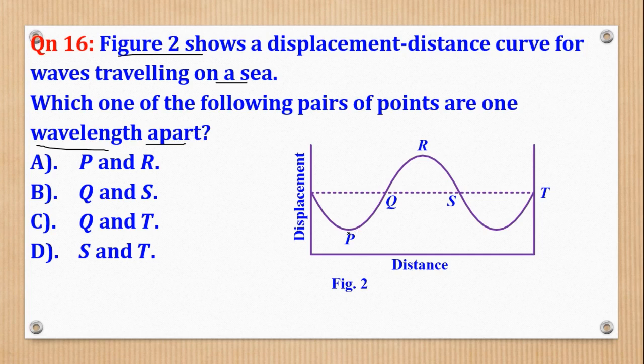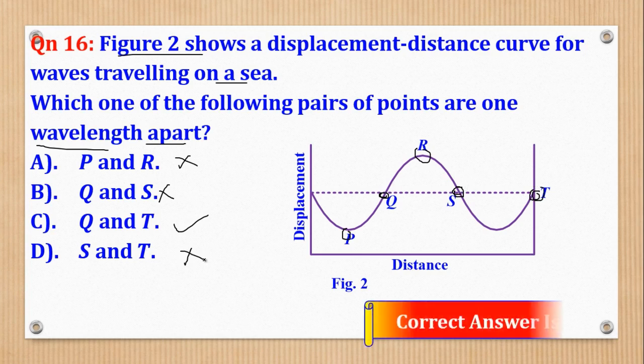Let's look at P and R. P is here, R is here. That is only a half cycle, so this is not okay. Let's look at QS. Q is here, S is here. That's also a half wavelength, which is not okay. Let's look at QT. Q is here and T is here. So it has completed a cycle, so QT is okay. What about ST? S is here, T is here. That is also a half wavelength. So the correct answer will be C.